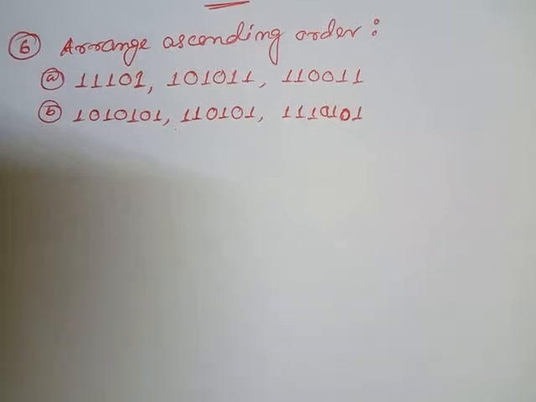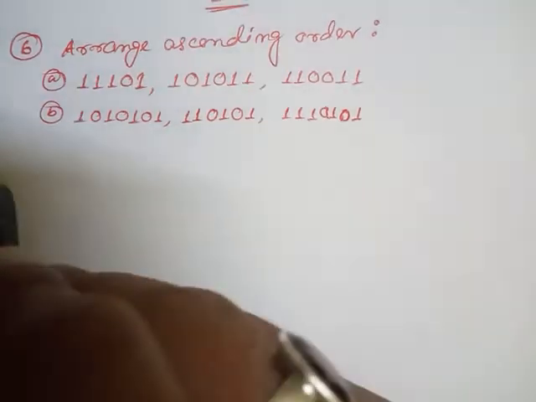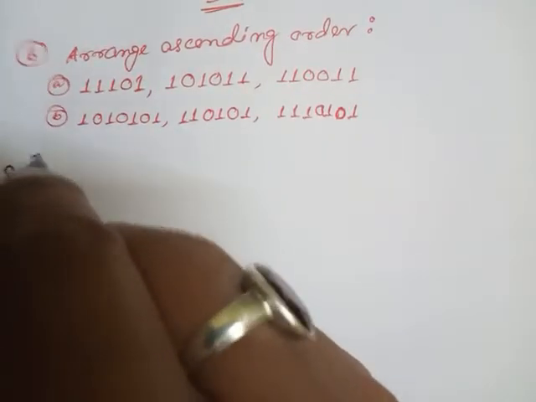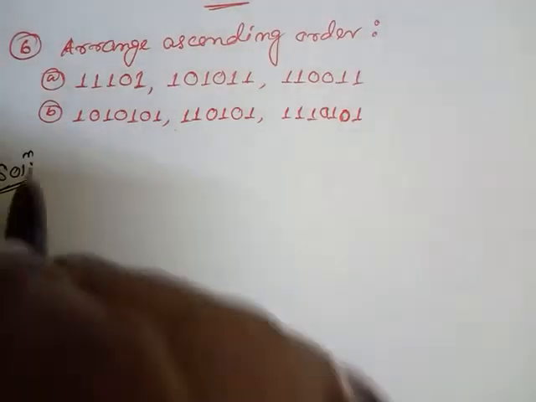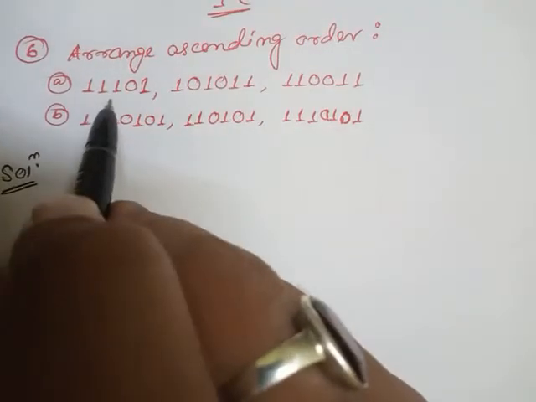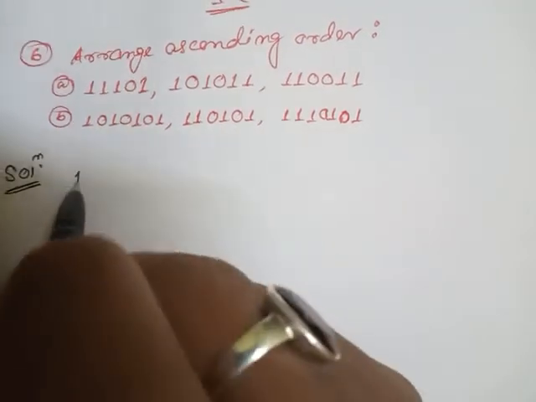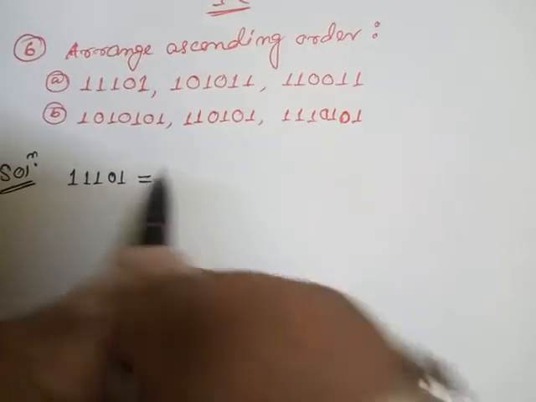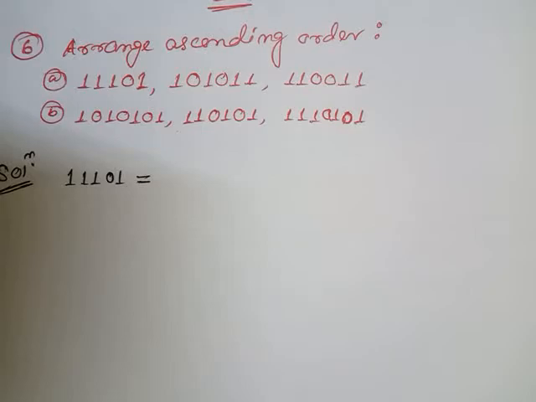Students, in the question it is mentioned to arrange in ascending order, which means smaller to bigger. So let's have a look. First I will write here the solution. Then the first one is 11101. I will write 11101, and I have to convert this binary value into decimal.